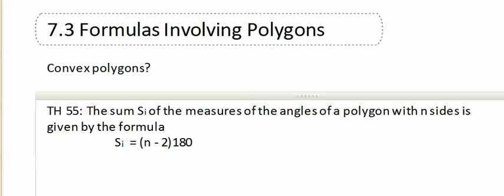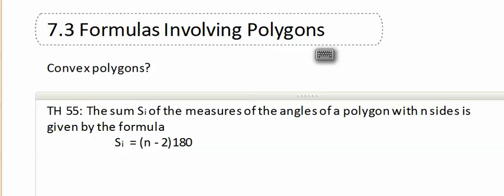In sections 7.3 and 7.4, we'll be talking about various formulas involving polygons. With these formulas, it's important to realize that these have to do with convex polygons. And if you remember what convex polygons are, they are polygons where all interior angles are less than 180 degrees.